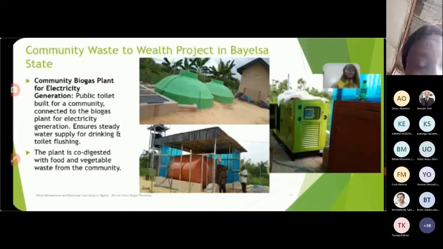We also have a community waste to wealth project in Bayelsa State. This project was done to help the community have a toilet, and the waste from the toilet is managed in an environmentally sustainable manner. The toilet is connected to the biogas plant, that's the plant you can see over there. And we have another inlet where food waste is shredded and fed, co-digested with the human waste for more gas production for the community. That's a 20 kVA generator installed for the community.